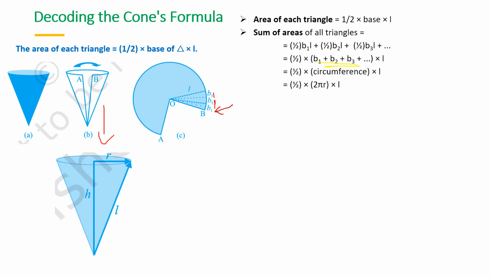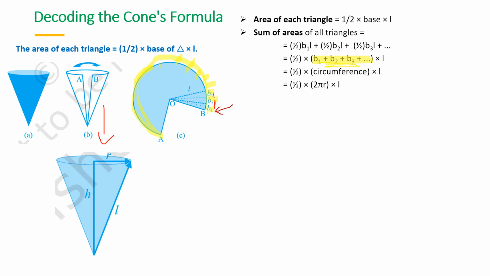Yeah, this b1 plus b2 plus b3, right? What is this? Look at it. b1, b2, b3, b4, b5, b6, b7, b8, b9, all of them, this whole entire thing is the circumference, right? And since the base of a cone is circular, I can say it is the circumference of a circle, or circumference of a circular base.